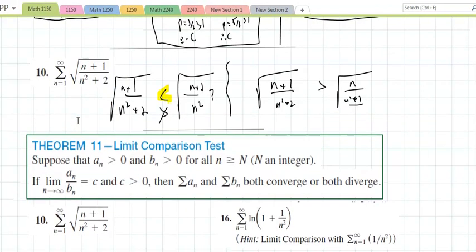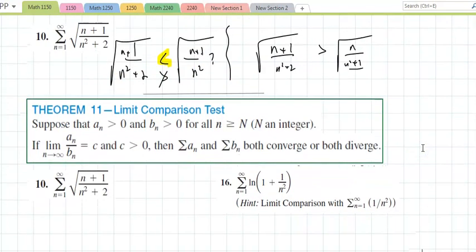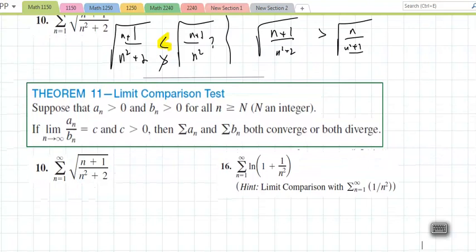We are going to look at the next test and only take a portion of it. So we're not taking the limit comparison test as it is in the book, we're just taking the first case. And there's a good reason for that.